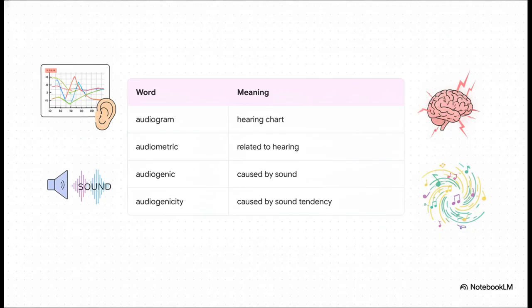But here's where it gets really interesting. Sound doesn't just get measured, it can actually trigger physical reactions. Something that is audiogenic is literally caused by sound, like a reflex or a seizure. And the probability of a sound causing that specific reaction is known as its audiogenicity. You definitely want to sound out those syllables super carefully for the B.